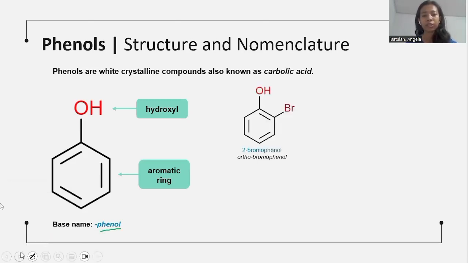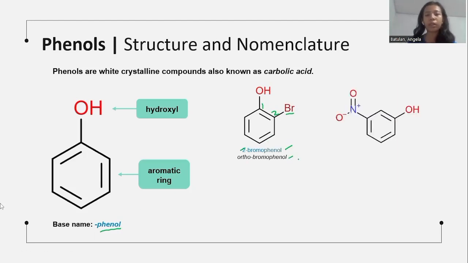So for example, the structure, we have a phenol as a base name, tapos bromo yung substituent natin, nasa carbon 2 siya kasi ito yung carbon 1 natin kung nasan yung OH, tapos carbon 2 naman kung nasan yung bromo. So ang IUPAC nomenclature niya is 2-bromophenol. And kung nare-recall nyo, yung mga substituted benzenes, they can be named using the ortho, meta, and para prefixes, although hindi yun IUPAC. So, kung namali kayo sa pre-test, yung IUPAC natin ay yung gumagamit tayo ng locants. So, ito, since it's a 1,2 substitution, we use ortho-bromophenol, which is its common name.